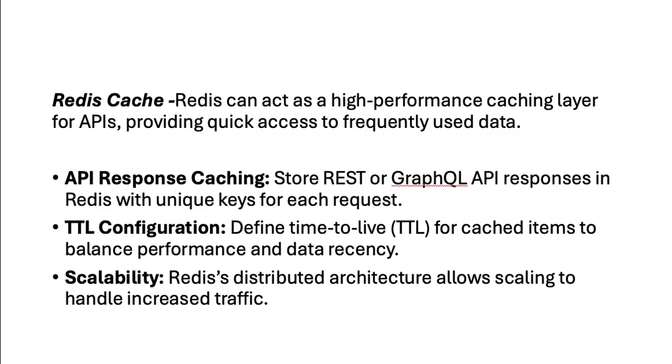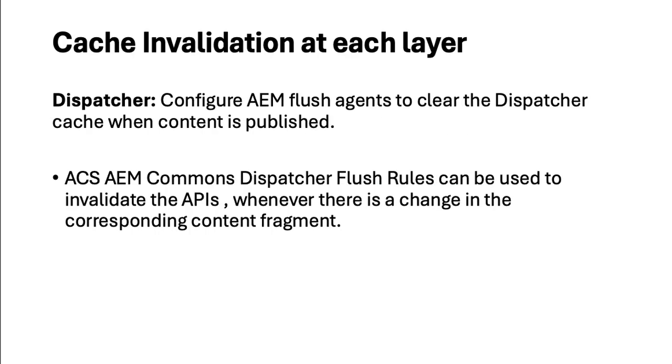So now we have seen how caching can be done. Now let's see how invalidation can be done for each of these layers. For the dispatcher, we can configure AEM flush agents to clear the API responses, and for that, we can use ACS AEM Commons dispatcher flush rules. So whenever there is a change in any content fragment, the corresponding API responses can be invalidated.